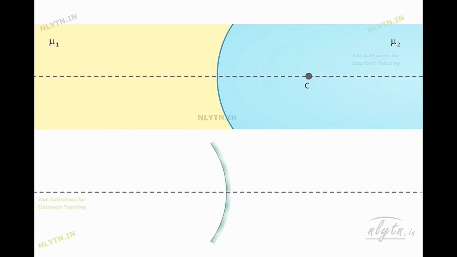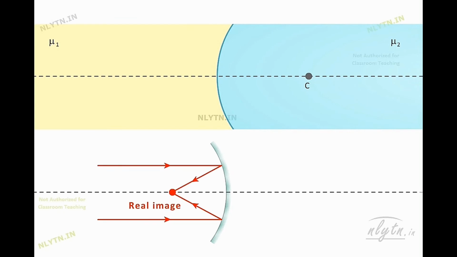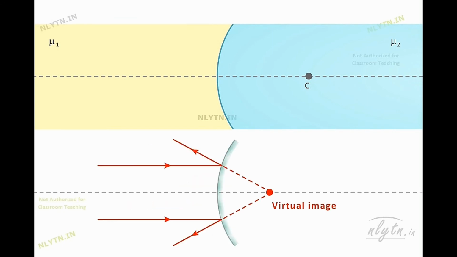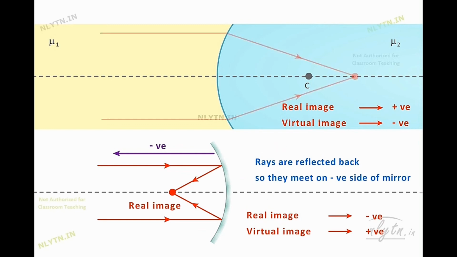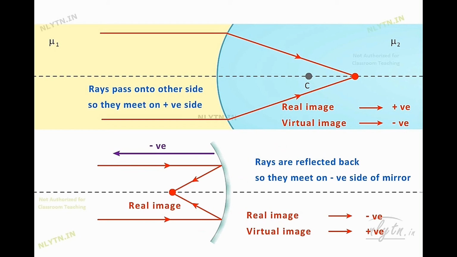Note that for a spherical mirror, position of a real image is always negative, and position of a virtual image is always positive. This difference between the spherical mirrors and spherical surfaces is because in case of mirrors, the rays are reflected back and thus they actually meet on this side of mirror. But for refraction at spherical surfaces, the rays pass on to the other side of the surface and thus meet on the positive side of surface.